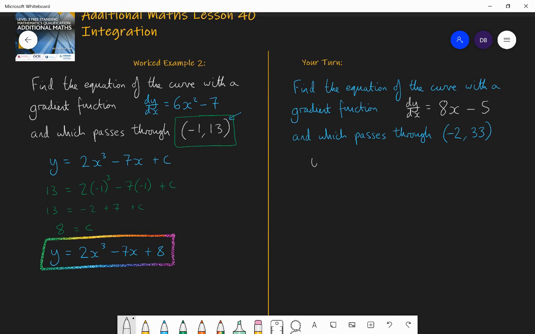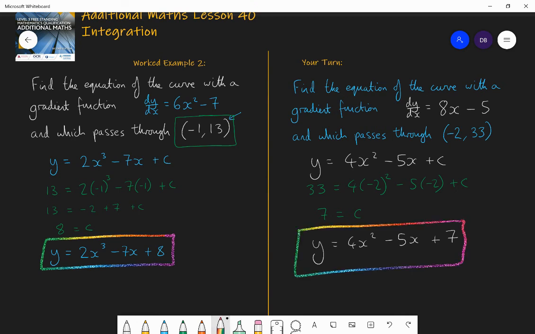So the answer is, firstly, you integrate. 8x integrates to 4x squared, minus 5 integrates to minus 5x, and you have plus c. Then you substitute in the coordinate. So 33 is equal to 4 lots of minus 2 squared, minus 5 lots of minus 2, plus c. If you evaluate, you get c is 7. So then your answer is y is equal to 4x squared minus 5x plus 7. If you got that right, that's superb.